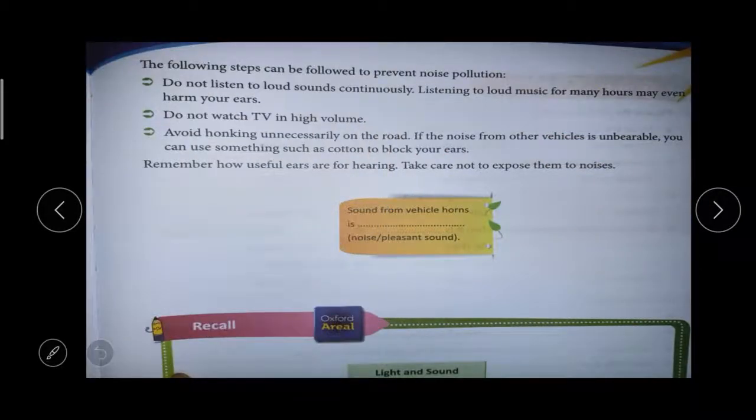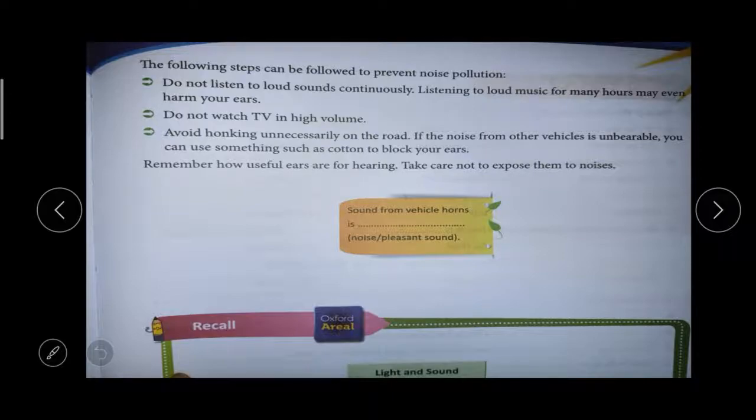There are some steps that will prevent noise pollution. Do not listen to loud sound continuously. Listening to loud music for many hours will harm your ears. It will affect your eardrum. While using your headphones, please maintain a low volume to hear everything. Don't raise up the volume button, please, because it will affect your eardrum.